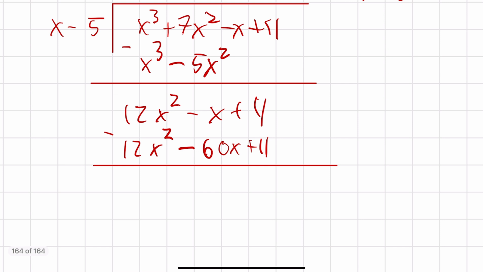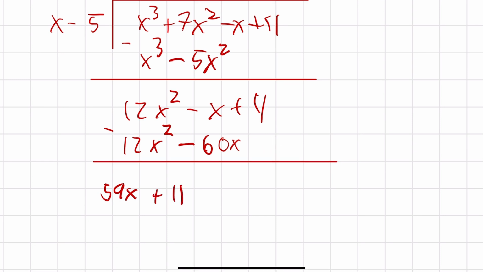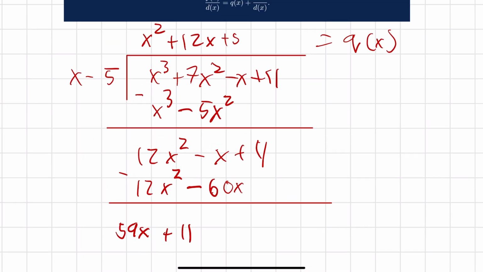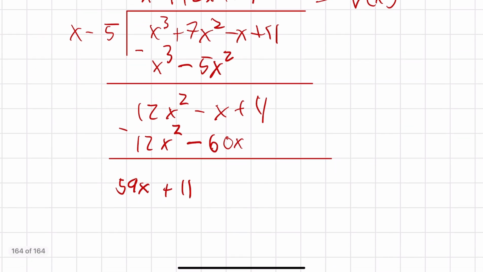We're going to be left with 59x. Oops, there's no plus 11 here. Plus 11. We're going to do the same thing. Take an x away from 59x, add it up here, multiply it down.